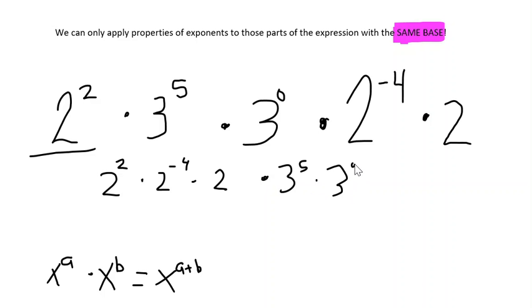Now, let me go through and apply the product property, which says when they have the same base, then I can keep the base and add the exponents. 2 squared times 2 to the negative 4th times 2. What do I need to add? I need to add the exponent 2 plus negative 4, and that gives me negative 2.